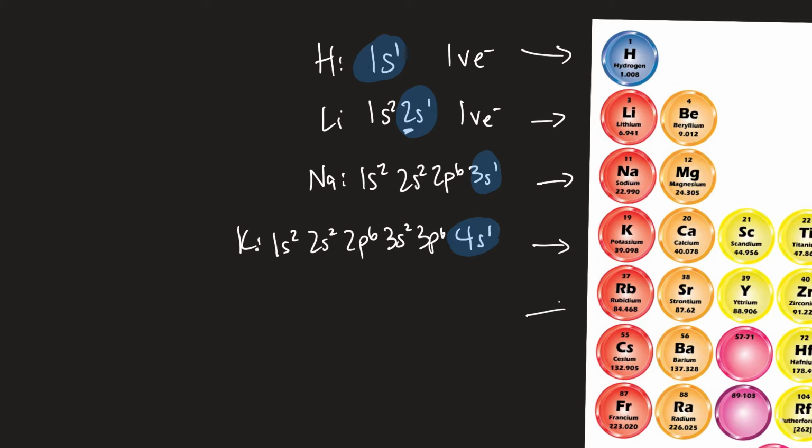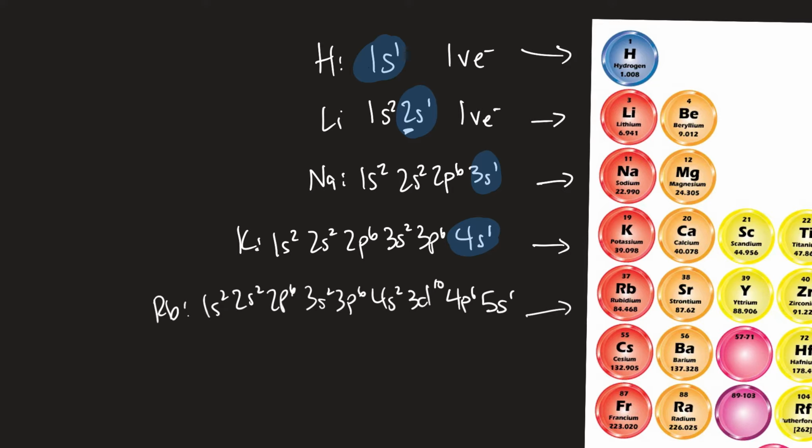And the same is true for rubidium: 1s2, 2s2, 2p6, 3s2, 3p6, 4s2, 3d10, 4p6, 5s1. So once again, there's only 1 valence electron. I could continue going, but I think you get the point that in this first column, these elements all have 1 valence electron.